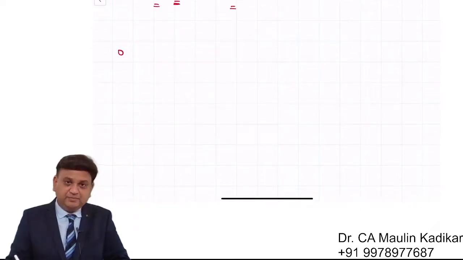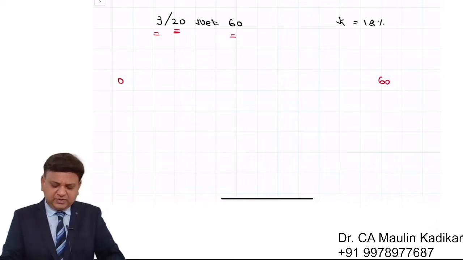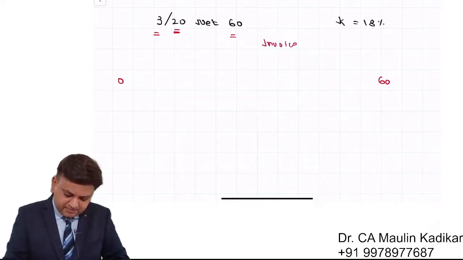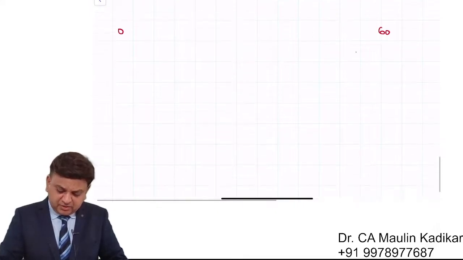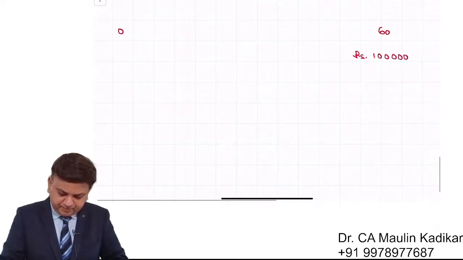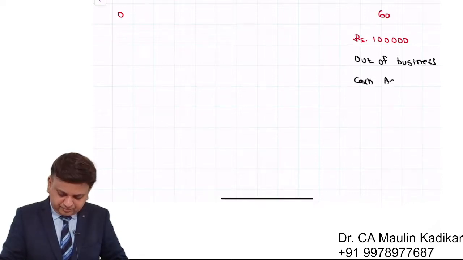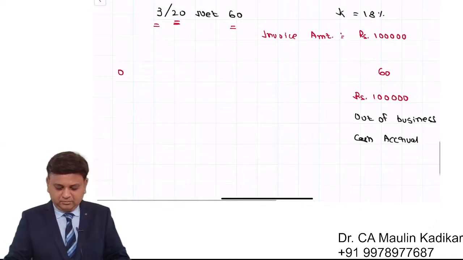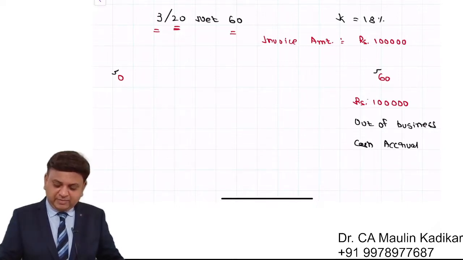See, day 0 is when we buy the goods, and day 60 is the day on which we usually make the payment. Just for understanding purposes, let us say the invoice amount is rupees 1 lakh. So usually we make the payment of rupees 1 lakh on the 60th day out of business cash accrual. Here is the point at which you buy the goods, here is the point at which you make the payment. The amount of the payment is 1 lakh, I am assuming the invoice amount, and it is paid out of business cash accrual.